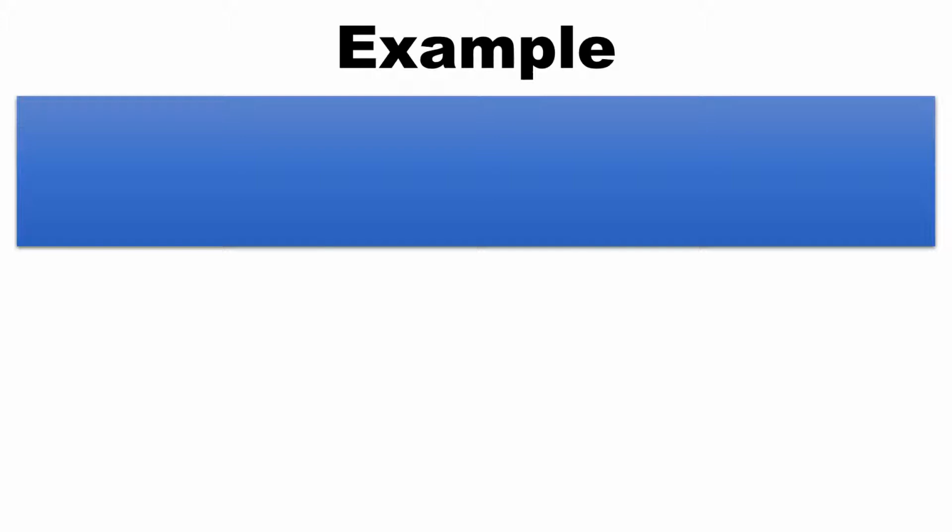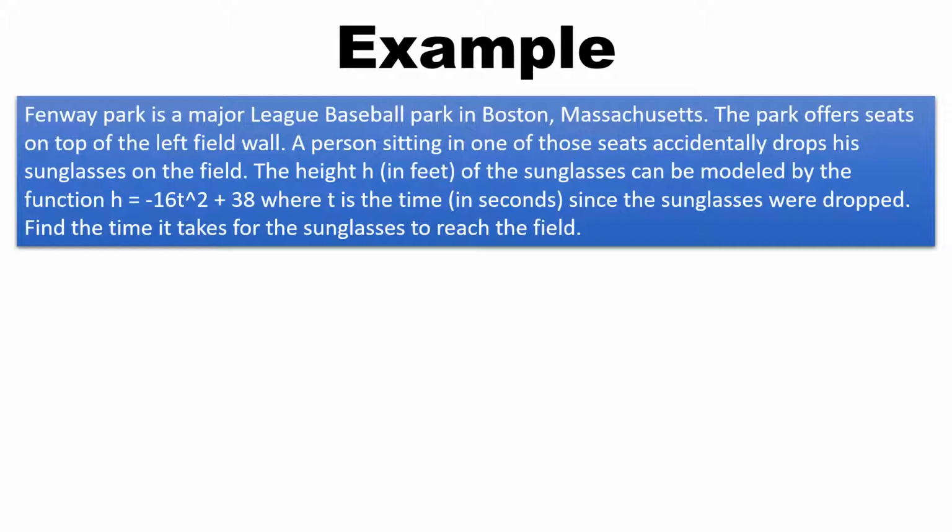So let's take an example to make sure that we understand it. Fenway Park is a Major League Baseball park in Boston, Massachusetts. The park offers seats on top of the left field wall. A person sitting in one of those seats accidentally drops his sunglasses on the field.